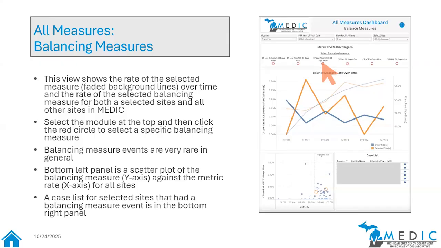The balancing measure outcomes are really, really rare. And so you're going to see percentages that are like 0.1%. That's why we've aggregated them over years, because otherwise you would have no events most of the time. But the point of this is to show that they're really, really rare.